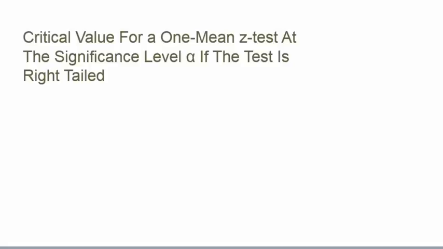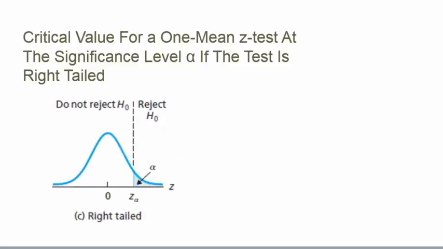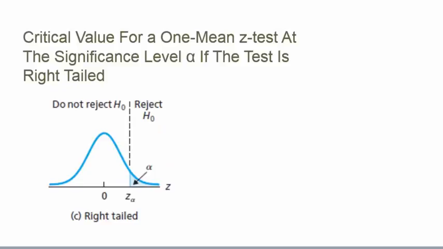Critical value for a one-mean z-test at the significance level alpha if the test is right-tailed. When we are given alpha, we find our positive value for z sub alpha, and then our rejection region would be the z-values to the right of our critical value, and our do not reject would be the z-values to the left of our critical value.